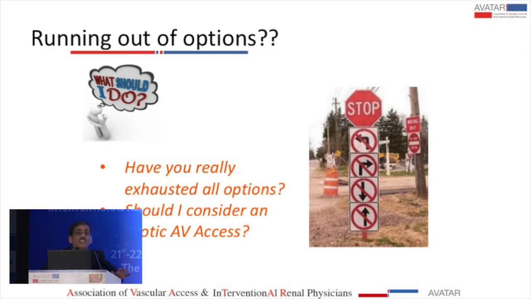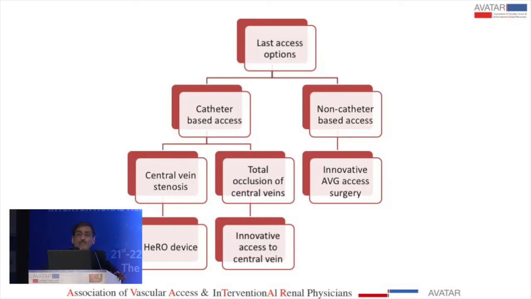And if the answer is no, then one should probably accept the fact that maybe there is no other potential for a routine or a conventional or a transposed AV axis. And in those situations, what we have to think about is an exotic AV axis. That's what I call it, an exotic AV axis.